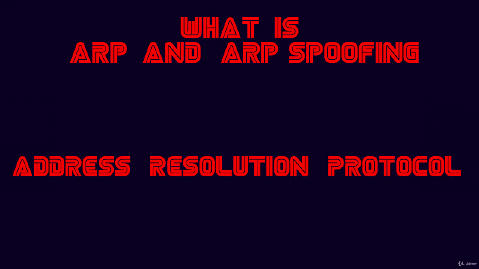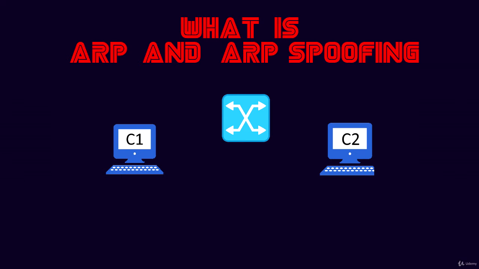ARP stands for Address Resolution Protocol. This protocol allows the network to translate IP addresses into MAC addresses. As you see here, we have computer 1 and computer 2. Computer 1 tries to connect to computer 2 on the right. This is a switch, which means this is the data link layer. So we have a MAC address only here. There's no IP address on the data link layer.